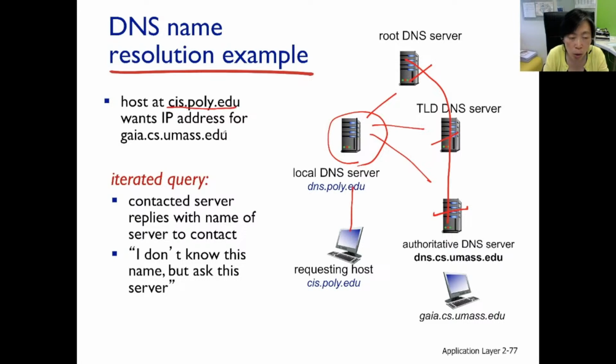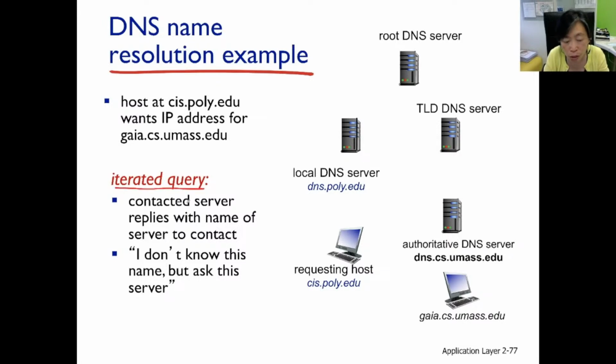There's going to be a host trying to reach Gaia.cs, but before messages can go out, CIS poly here needs to find the IP address of Gaia.cs over there. And we're going to illustrate this form of query forwarding. It's called the iterated querying. So what the local DNS server does is to contact the server in the hierarchy, and the server will reply with something like this: name of the server to contact. Someone who might know a little bit better, but I don't have it. So messages look like this.